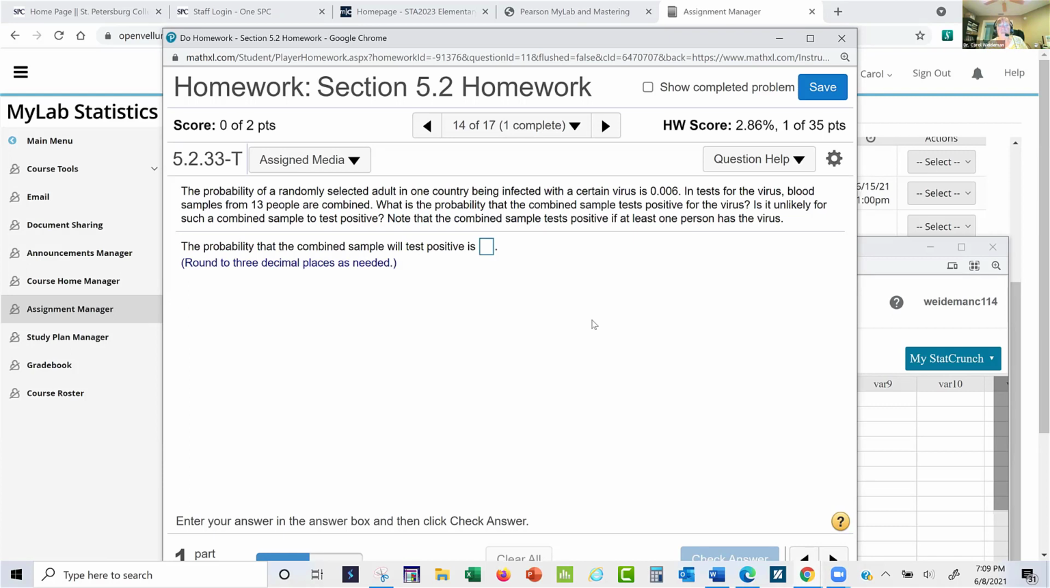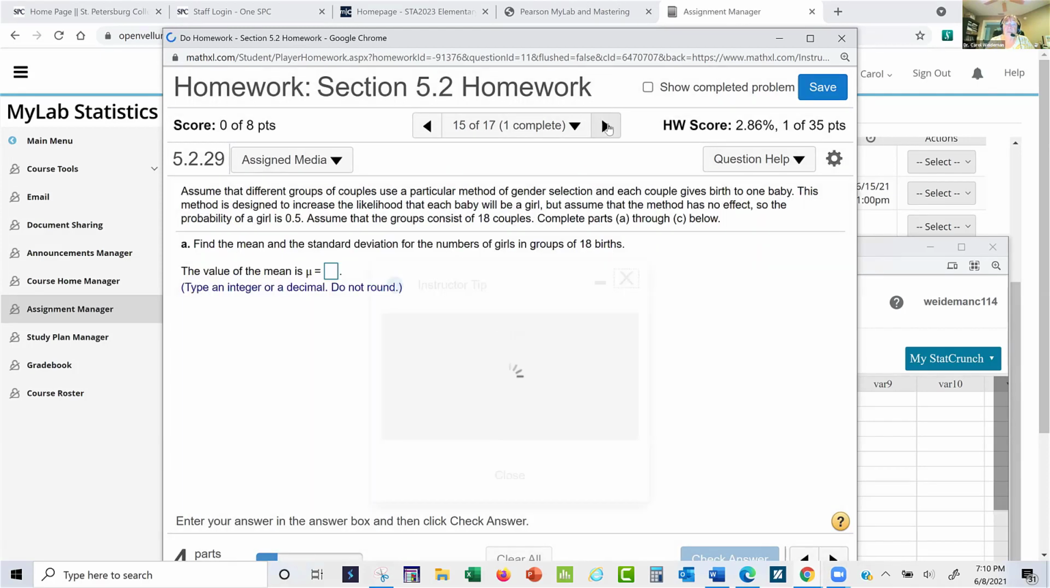The probability of a randomly selected adult in one country being infected with a certain virus is 0.006. In tests for the virus, blood samples from 13 people are combined. What is the probability that the combined sample tests positive for the virus? If it tests positive, that means there's at least one person in there that has the virus. So that gives you some hint about what you want to look for when you set up your StatCrunch binomial tool. Note that combined sample results are positive, at least one person has the virus. So that's how you interpret that one. And you do it the same way with the tool.